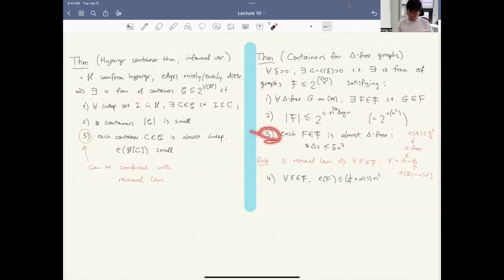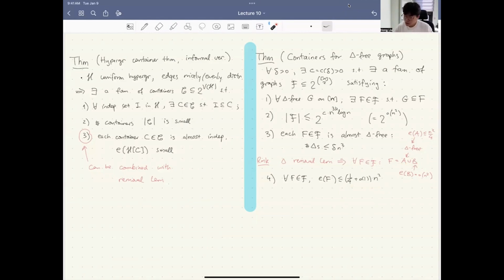Now, the third one corresponds to the third one here. Every container is almost independent. Here, our property is not being independent, it's being triangle-free, so we are almost triangle-free. Quantitatively, the triangle density is 0, little o of n cubed triangles. Then by the triangle removal lemma, which says that if you have little o of n cubed triangles, you can remove little o of n squared edges so that the remaining graph is triangle-free, which by Mantel's theorem is at most n squared over 4 in size. So together, at most n squared over 4 plus little o of n squared edges.